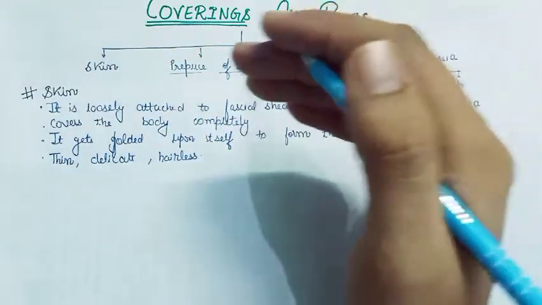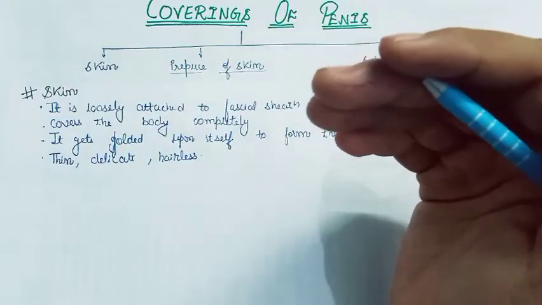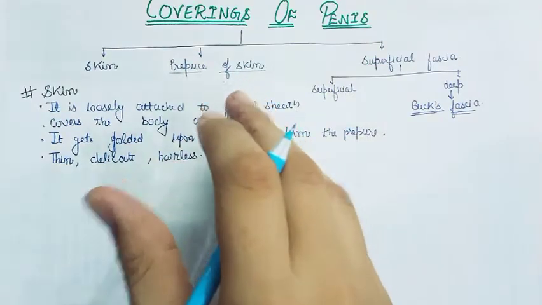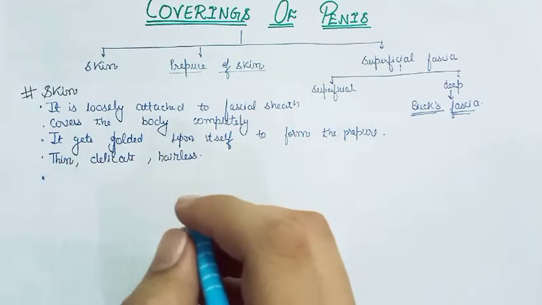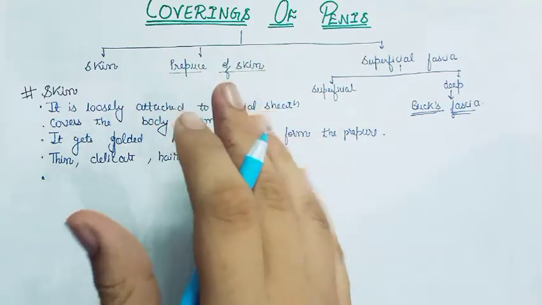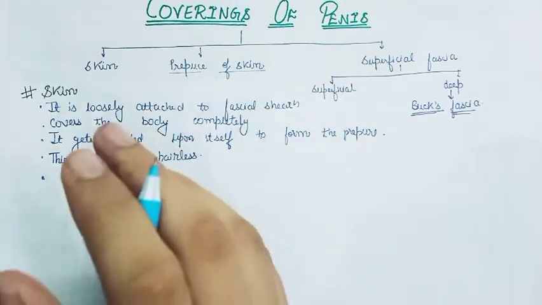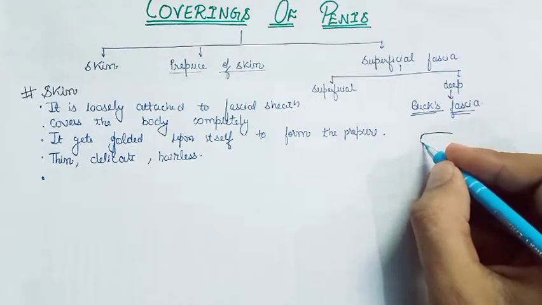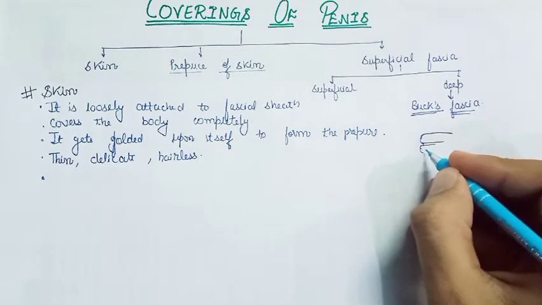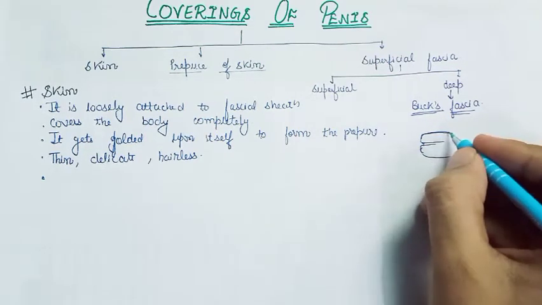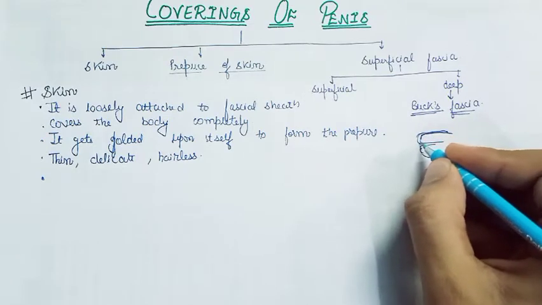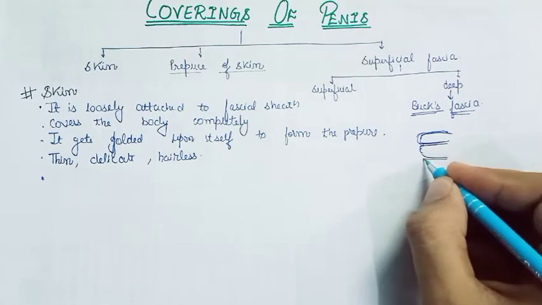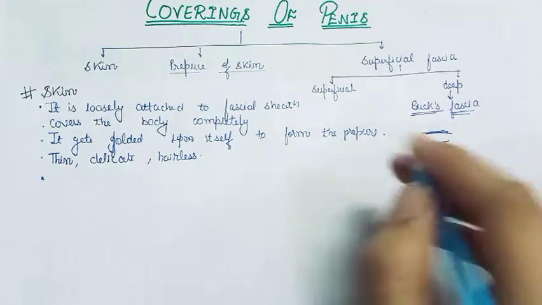And one more point, that the skin gets modified into the prepuce, which is the next topic of consideration. Before starting the prepuce, you should look at another point: the skin that covers the glans is continuous with the mucous membrane of the urethra. Suppose this is the glans and it has a urethral opening. So this is the opening of the urethra and this is the glans. The skin that covers the glans is continuous with the mucous membrane of the urethra. I hope it's clear.